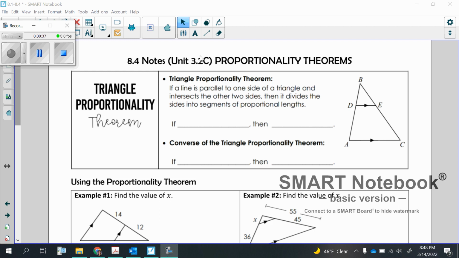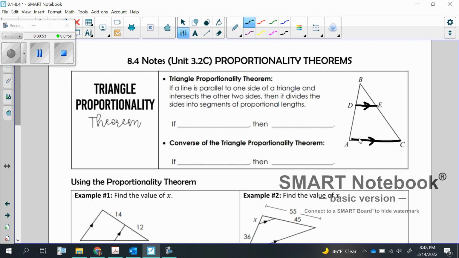Okay. So the triangle proportionality theorem, there are two parts to it. The first one says, if a line is parallel to one side of a triangle, so in this case, that line would be DE, is parallel to AC, or that segment, then it divides the sides into segments of proportional lengths. So what does that mean? If DE is parallel to AC, that means that these two pieces are going to be proportional, and these two pieces are going to be proportional.